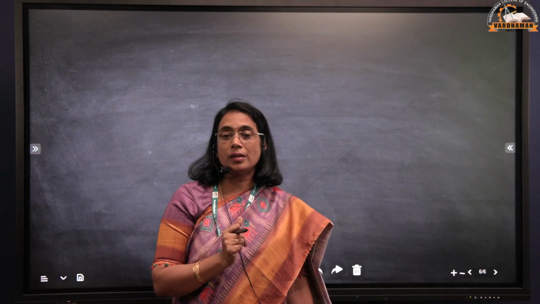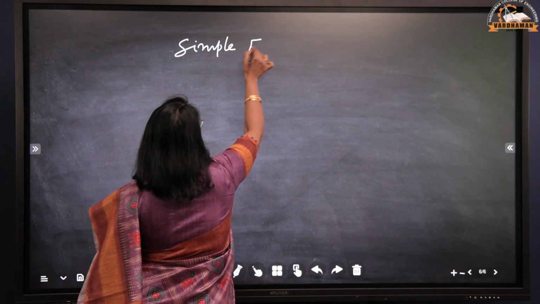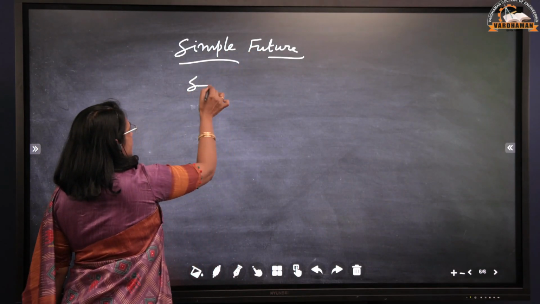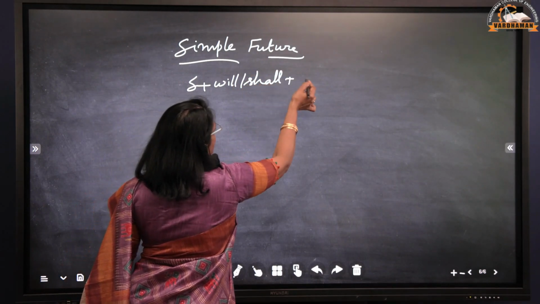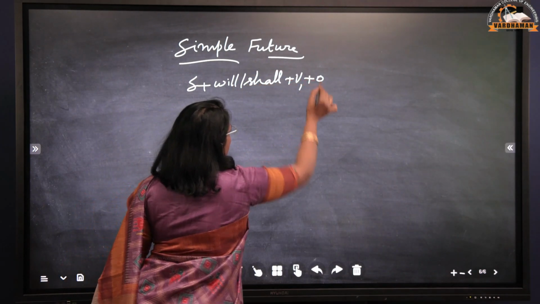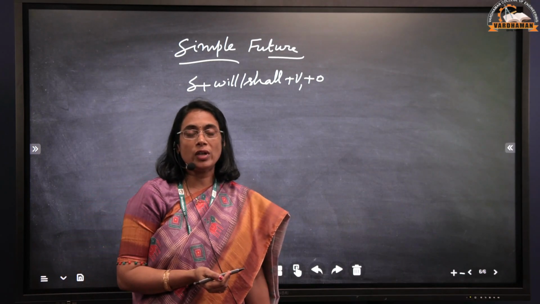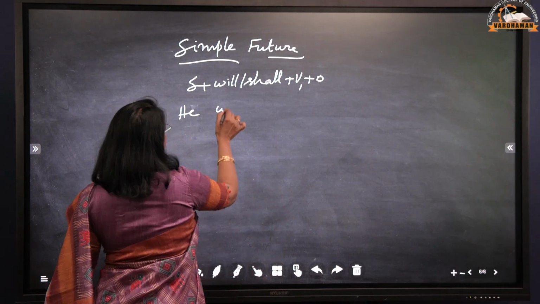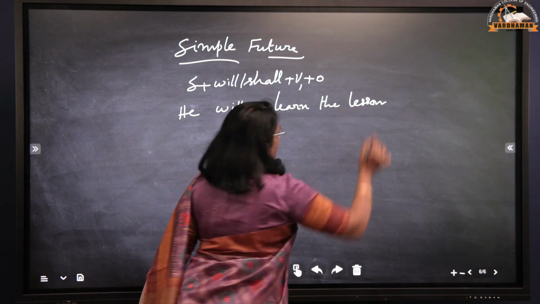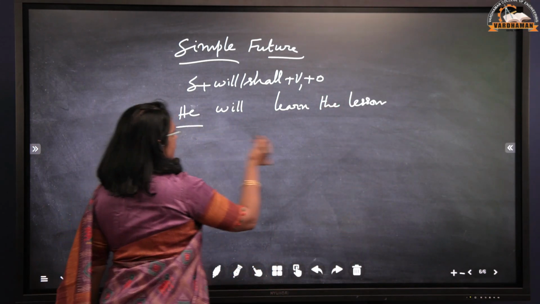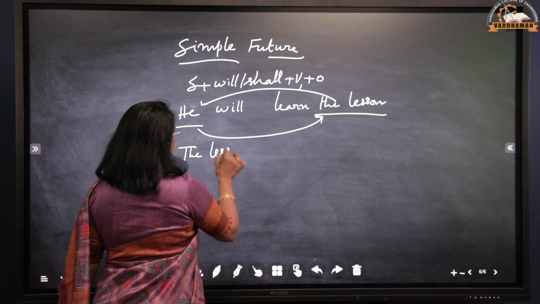So we have finished all the tenses: simple present, simple past. I think one tense is left out, that is simple future. Subject plus will or shall plus V1 plus object. This is used to indicate any action which is going to take place in future. He will learn the lesson. Subject, and this is object. So bring it here. The lesson will.